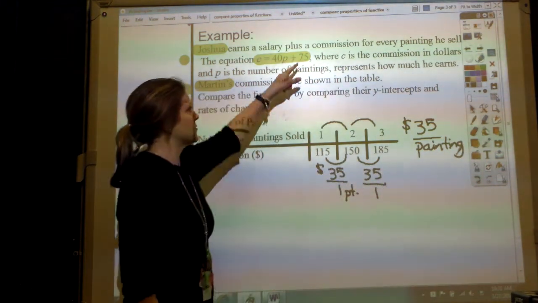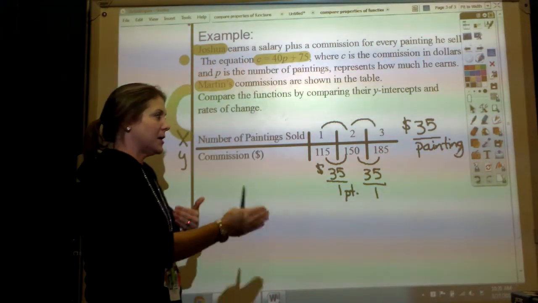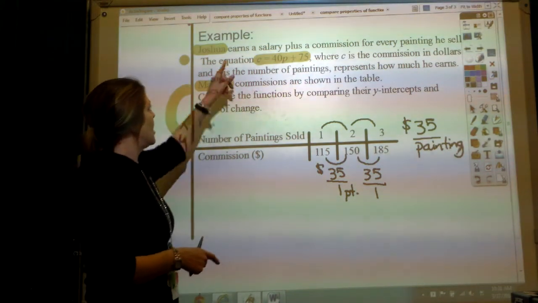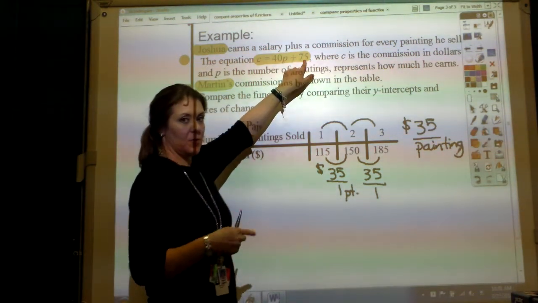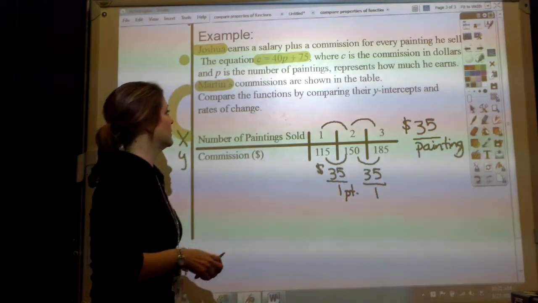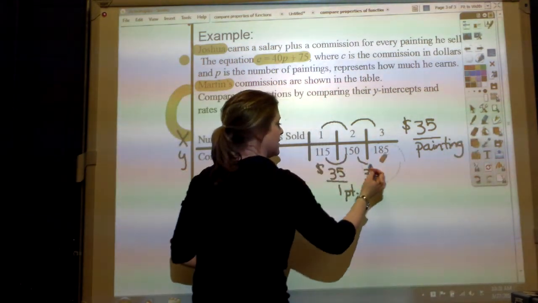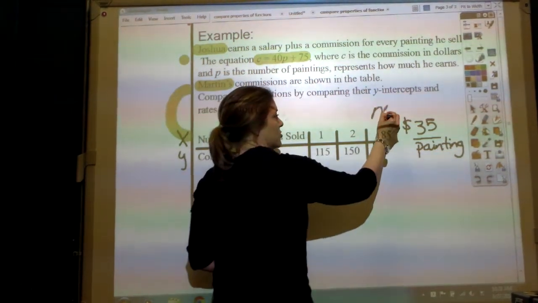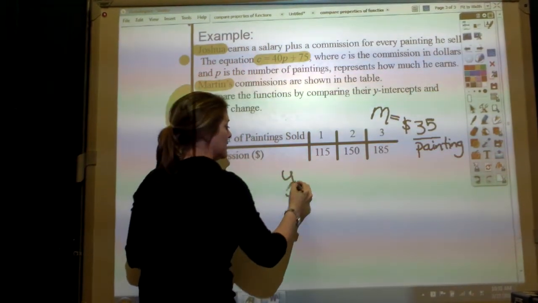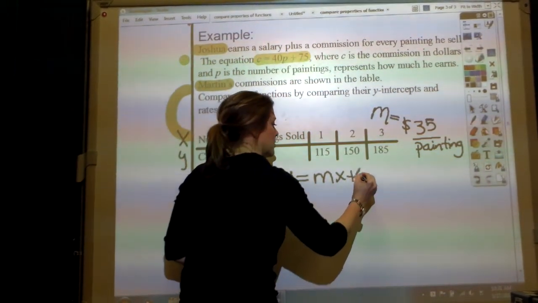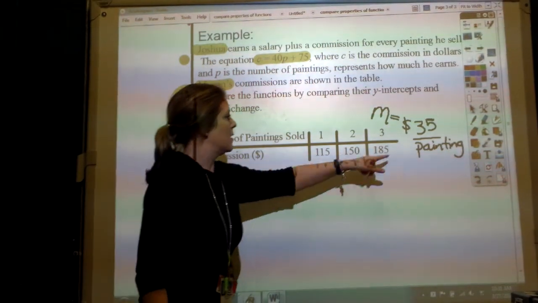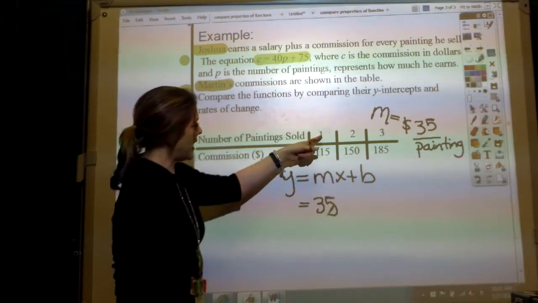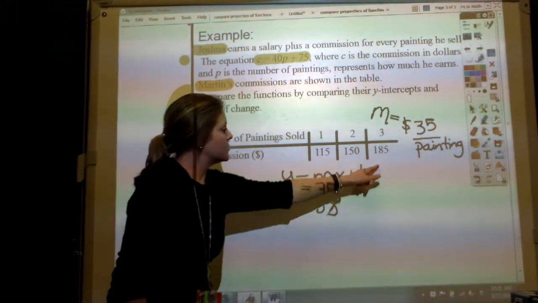Now let's look at their y-intercepts, because that could kind of make up for not making as much per painting in some situations. Joshua's y-intercept is 75, and we're going to talk about that in just a second. But let's look for Martin's y-intercept. So I'm going to erase what we have here. Since we know the rate of change, that's your slope, that's your m value, we can do our slope-intercept equation, put 35 in for m, and you know an x and a y that you can put in so we can find b.